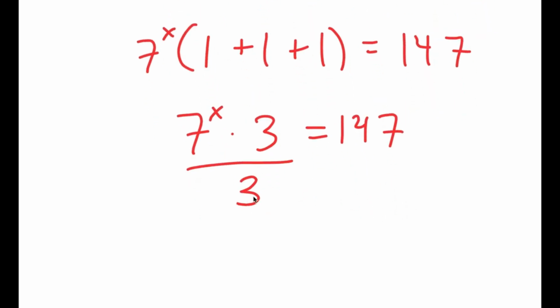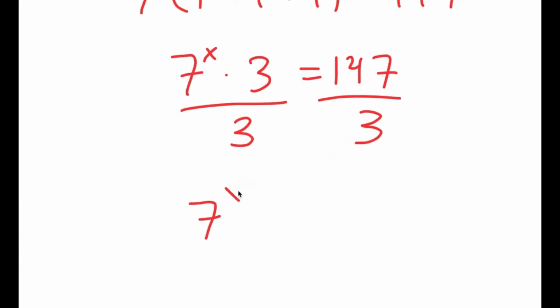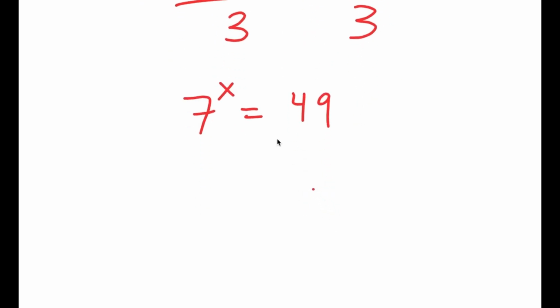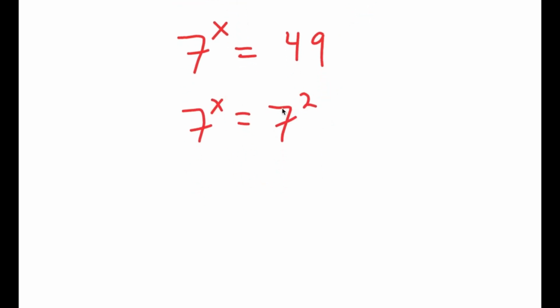Now from here, I'm going to divide both sides by 3. So 7 to the power of x is equal to 147 divided by 3, which is going to equal 45. Sorry, not 45, 49. So I get 7 to the power of x is equal to 49, and 49 is equal to 7 squared. So I have 7 to the power of x is equal to 7 to the power of 2, meaning x is equal to 2.